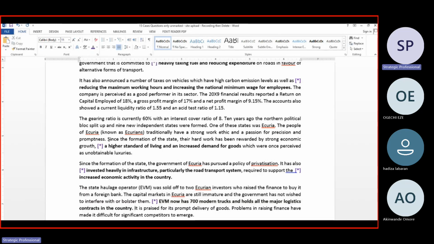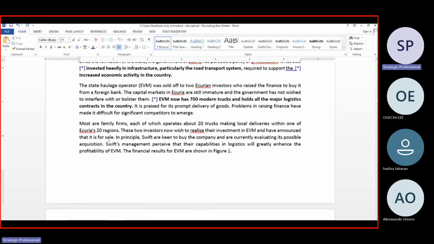contracts in the country. This seems to be a very important point because Swift is going to take over EVM. If they take over EVM, these trucks come under Swift's control. It is praised for prompt delivery, and problems in raising finance have made it difficult for significant competitors to emerge. So raising finance seems to be the problem in the country. Because of that, the competition seems to be very small.